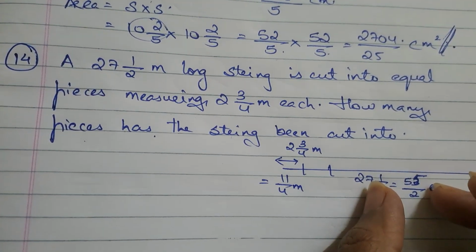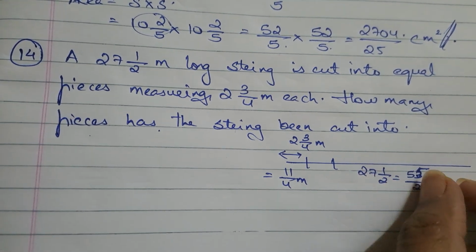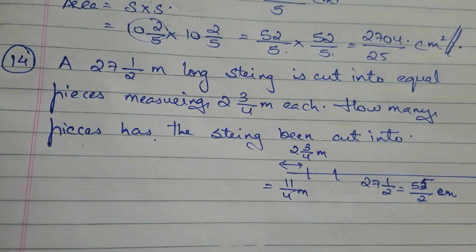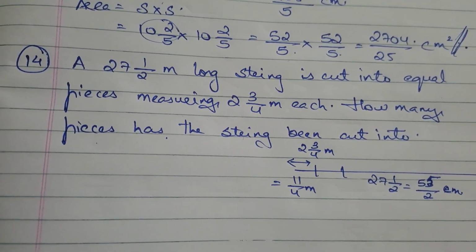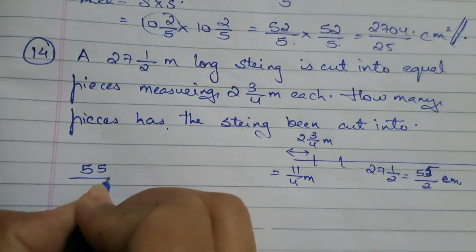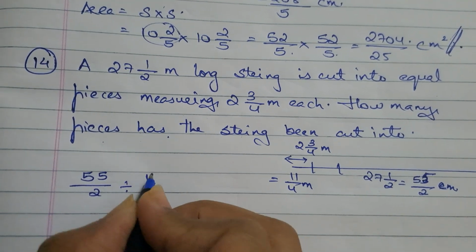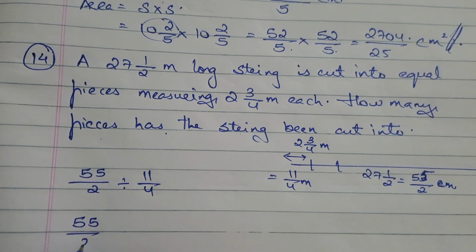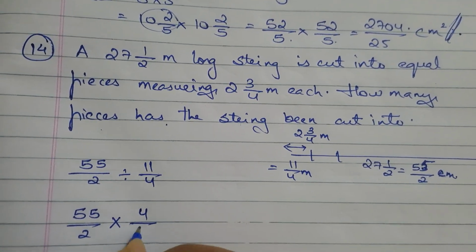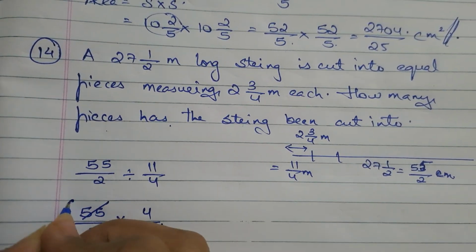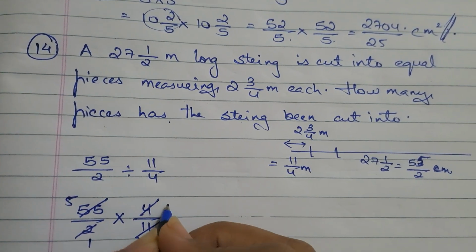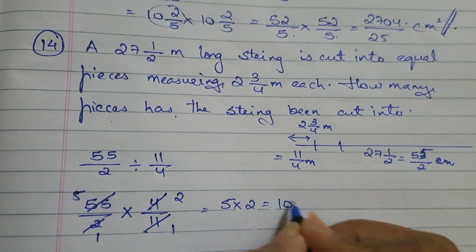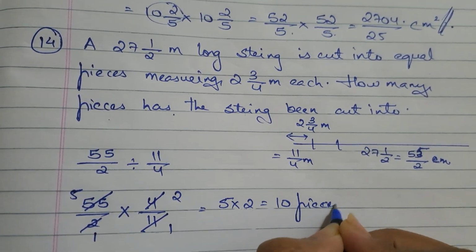So I know that the complete one is 55 upon 2. Now that is divided into 11 by 4. How many times has it been divided? So I need to divide it, and then I'll get my answer. So 55 upon 2 divided by 11 upon 4. When I divide it, division goes to multiplication, 55 upon 2 times 4 upon 11. Then 11 fives are 55, and 2 twos are 4. So it is 5 times 2, which is equal to 10 pieces or strips it is divided into.